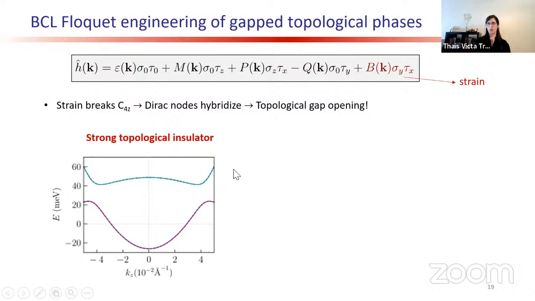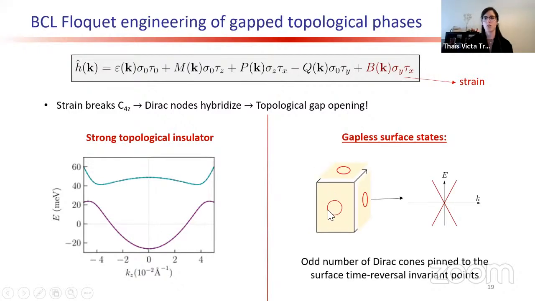And again, this is a topological gap opening because the system, when you apply strain, goes from a Dirac semimetal to a strong topological insulator. And as a characteristic of a strong topological insulator, on any surface of the material that I look at, I'm going to see surface states, and these surface states are Dirac cones. So as a general rule, on each surface of the material I'm going to have an odd number of these Dirac cones pinned to the time reversal invariant points of the surface. Here, for example, the Dirac cone is pinned to the gamma point of the surface. This is in equilibrium without light.